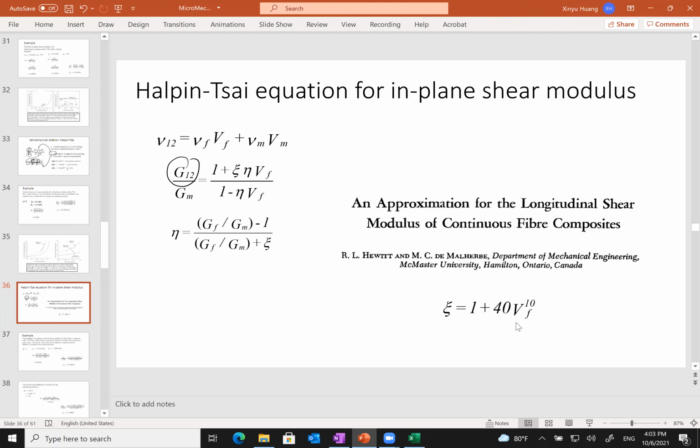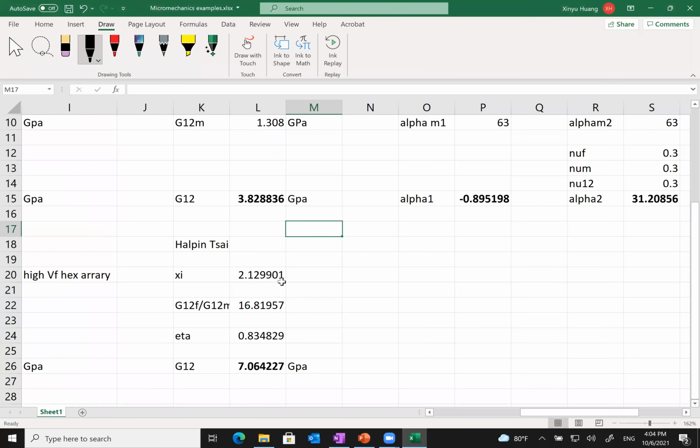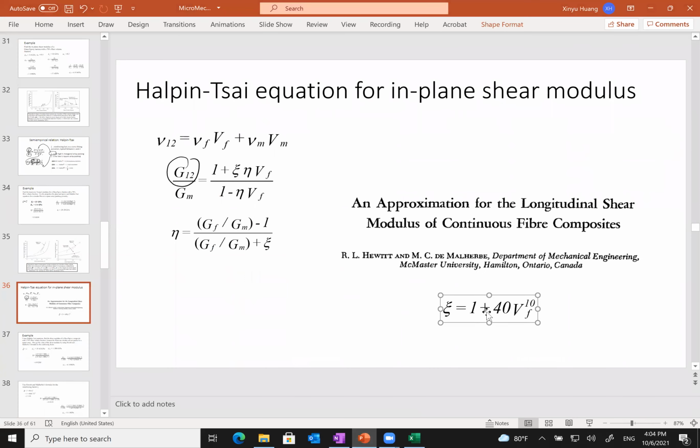So at first I calculate this, and I know VF is 0.7. So calculate the xi here. The xi is 1 plus 40 times VF to the power 10. The xi is 2.113. Okay. Just based on this equation right here.